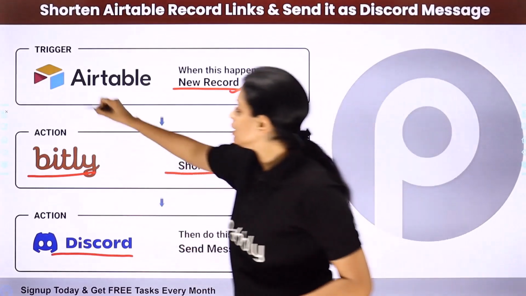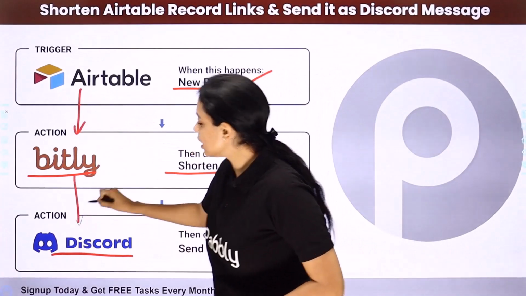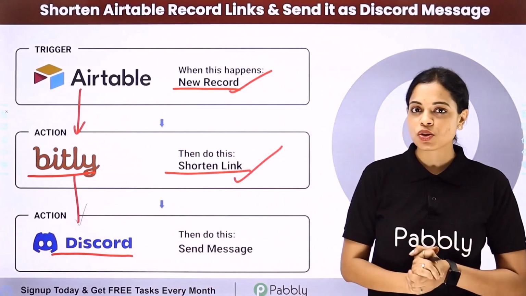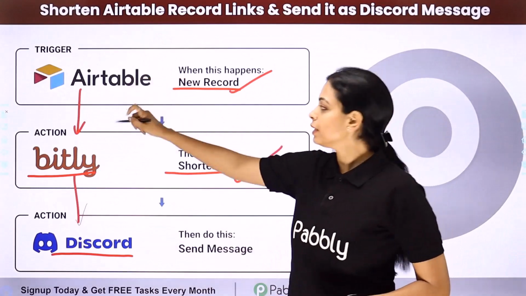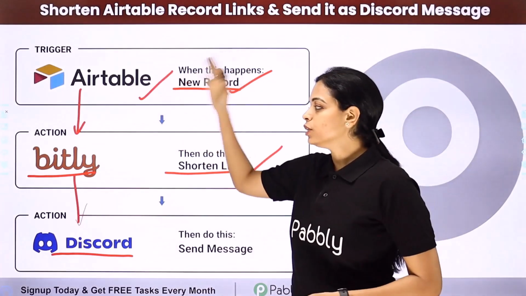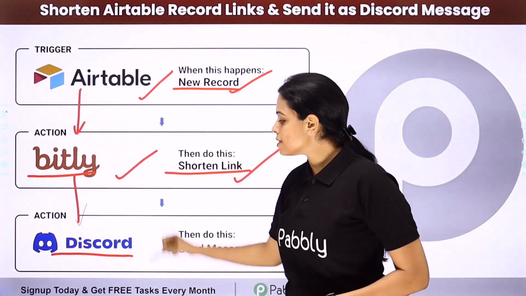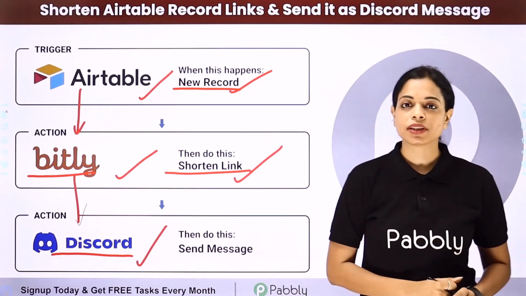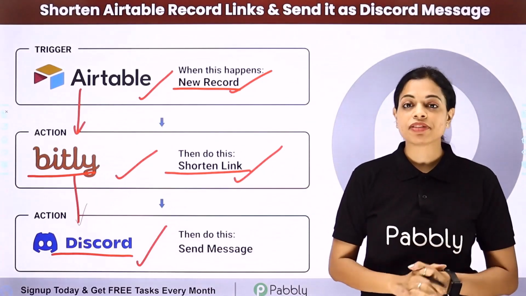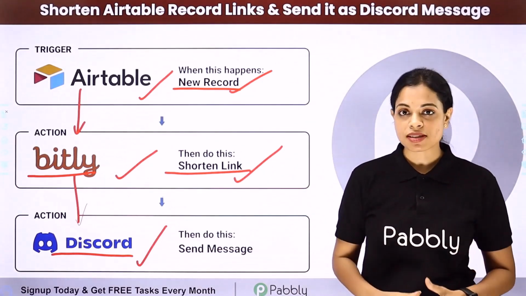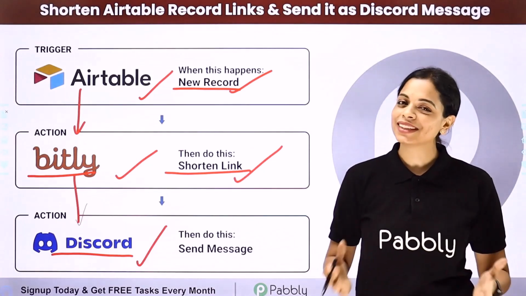For this you will have to integrate three applications, and the same thing can be done using Pabbly Connect software. So here your trigger application would be first Airtable, then your first action application will be Bitly, and the second action application will be Discord. Now how can you do this yourself? Integrate and automate this entire process. To understand that, let me take you to my screen.